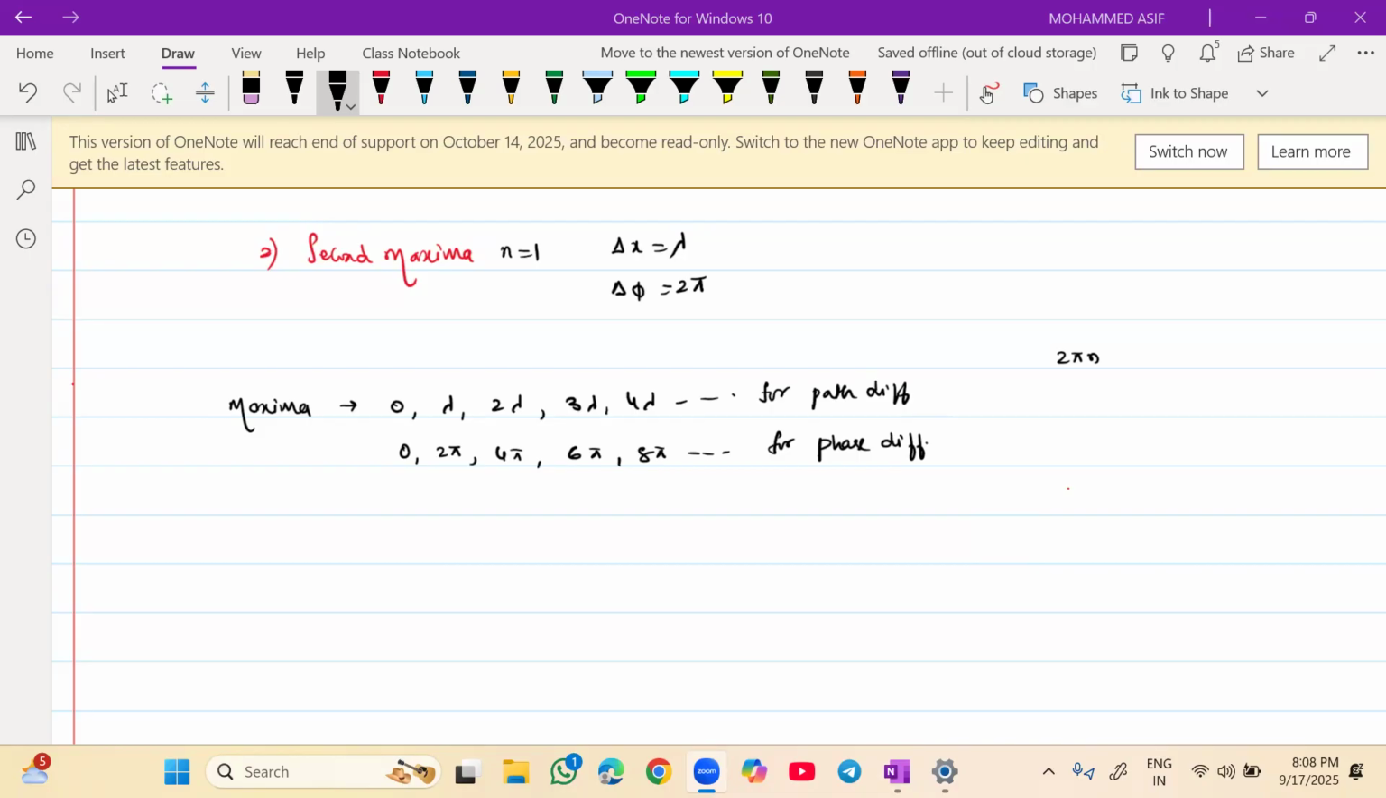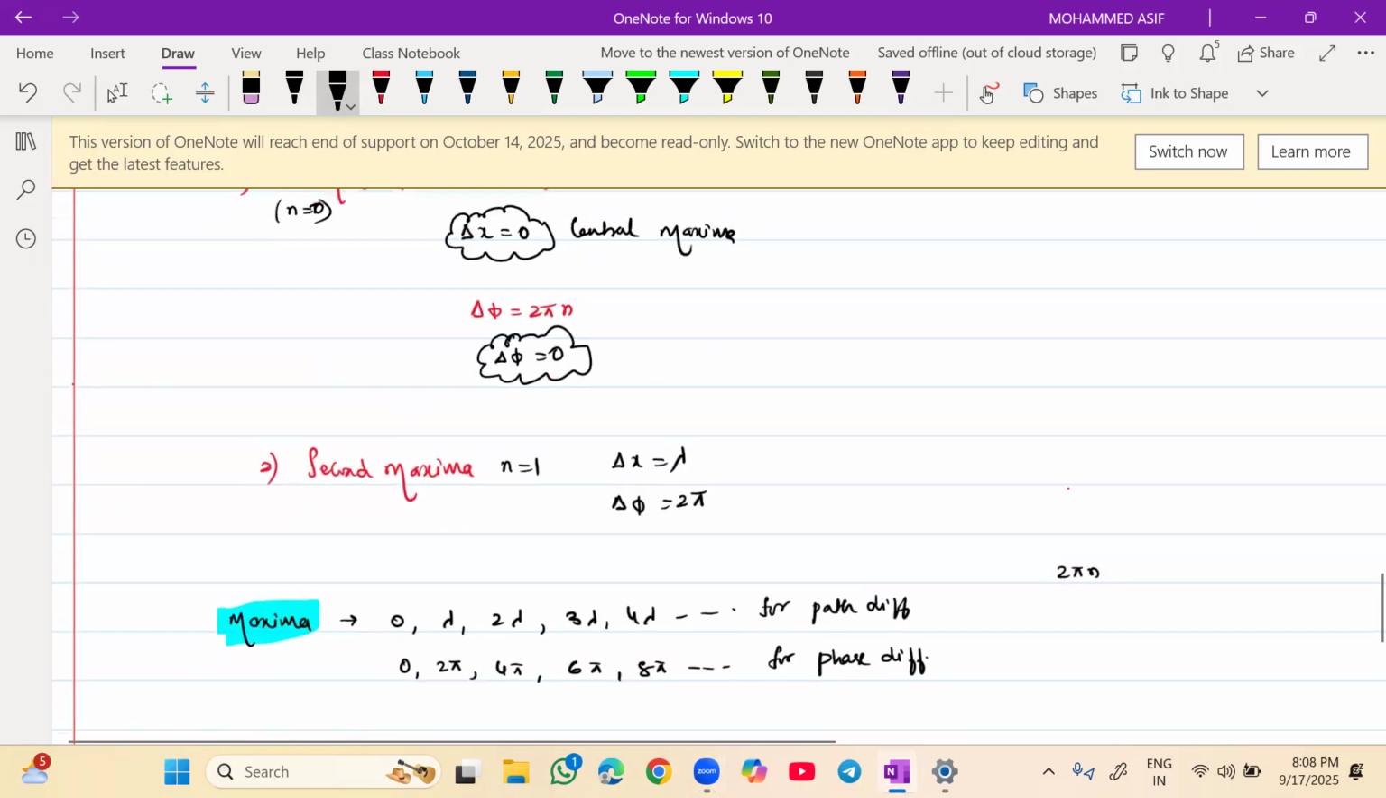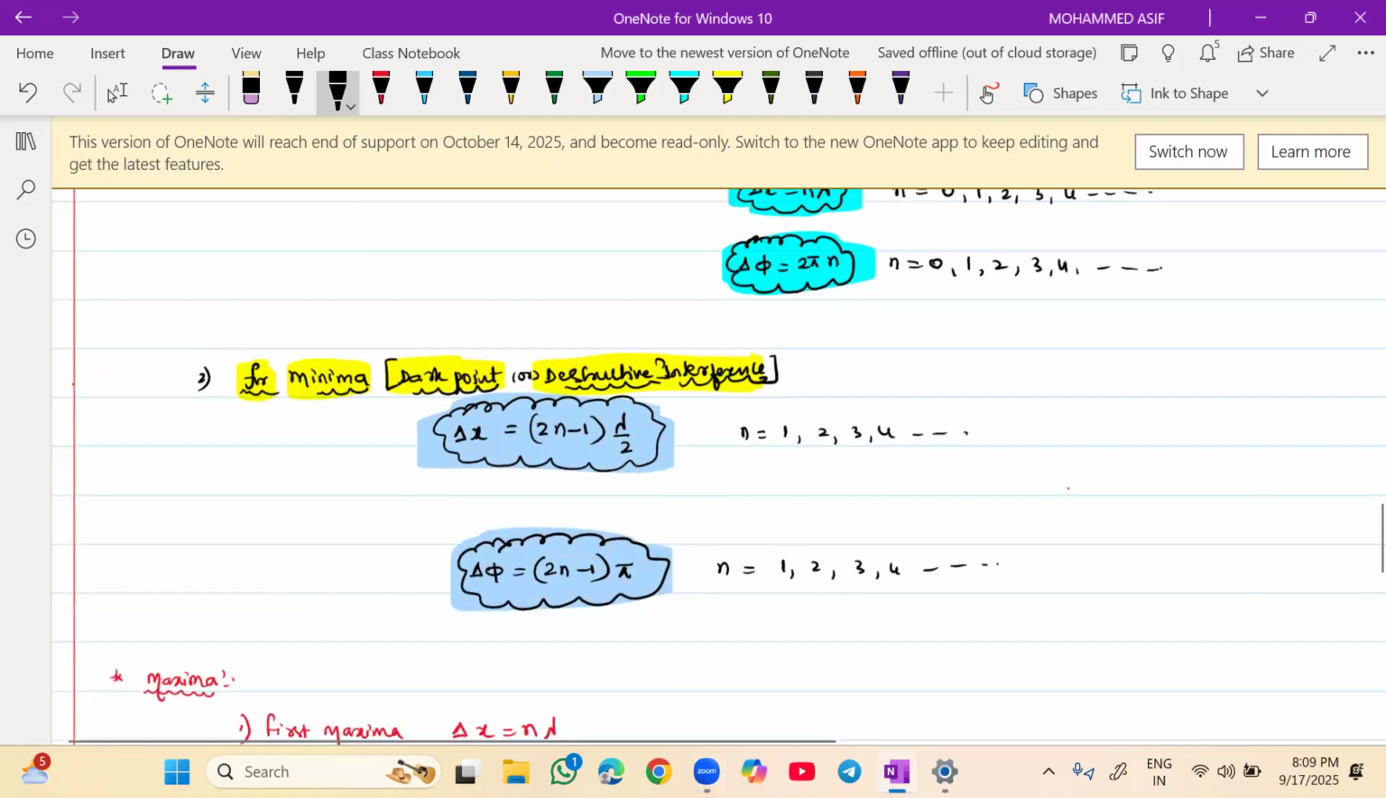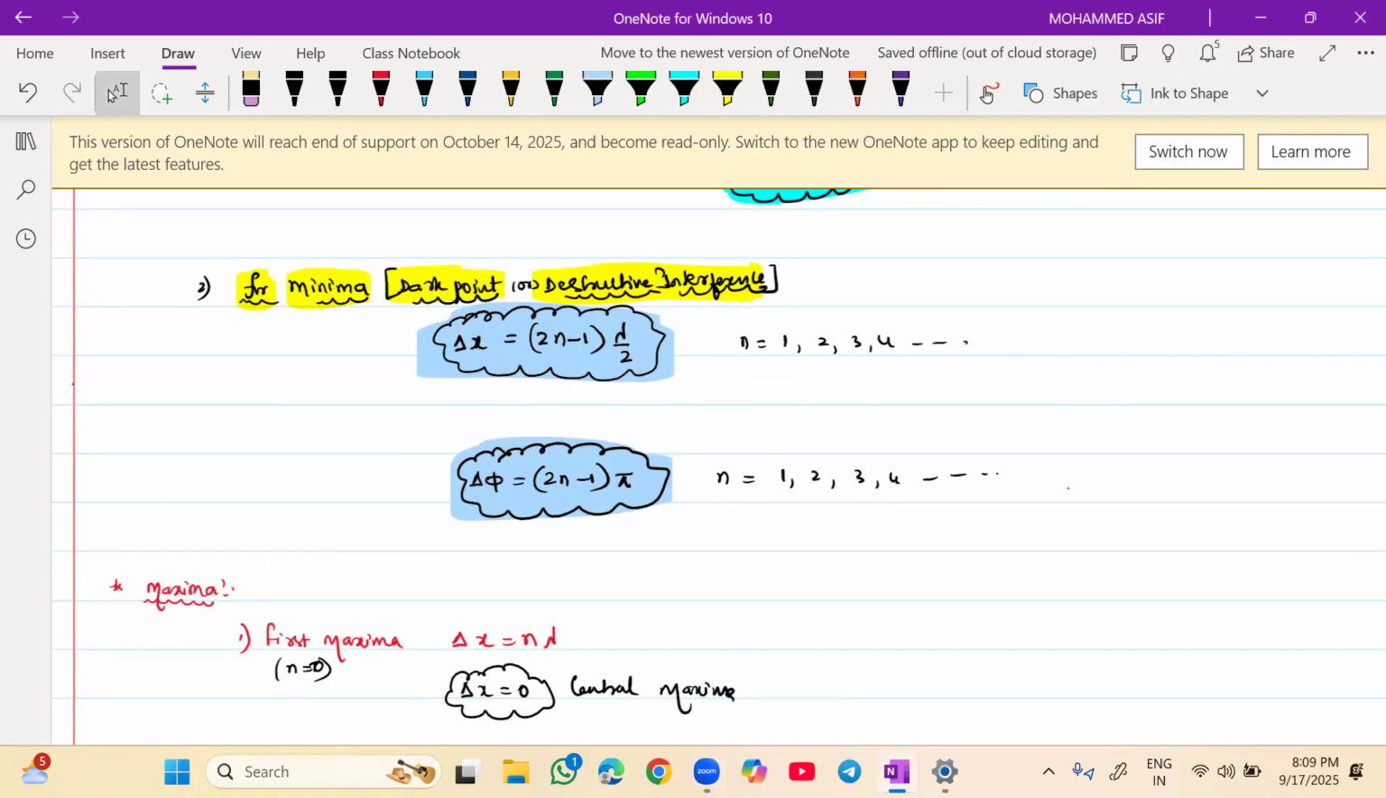We give the heading for this one: maxima. Now tell me for minima. Where is the first minima formed? For the first minima, what n value are we taking? For minima, delta x, the n value is 1.